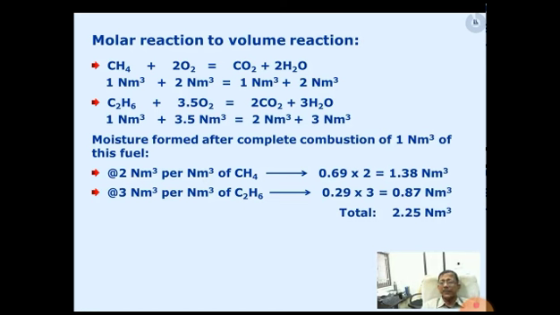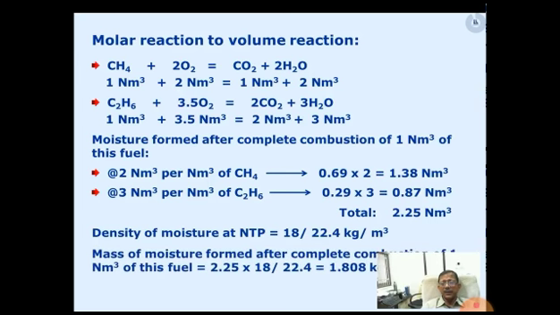But that doesn't solve our problem. We need the mass of water. So what we do, again we remember the gas laws. At NTP condition, the density of any gas is what? It is molar mass by 22.4 kg per meter cube. So in case of H2O, the molar mass is 18. So the density would be 18 by 22.4 kg per meter cube at NTP. So 2.25 nm cube can be easily converted into 1.808 kg of water resulting from 1 nm cube of this fuel combustion, right?